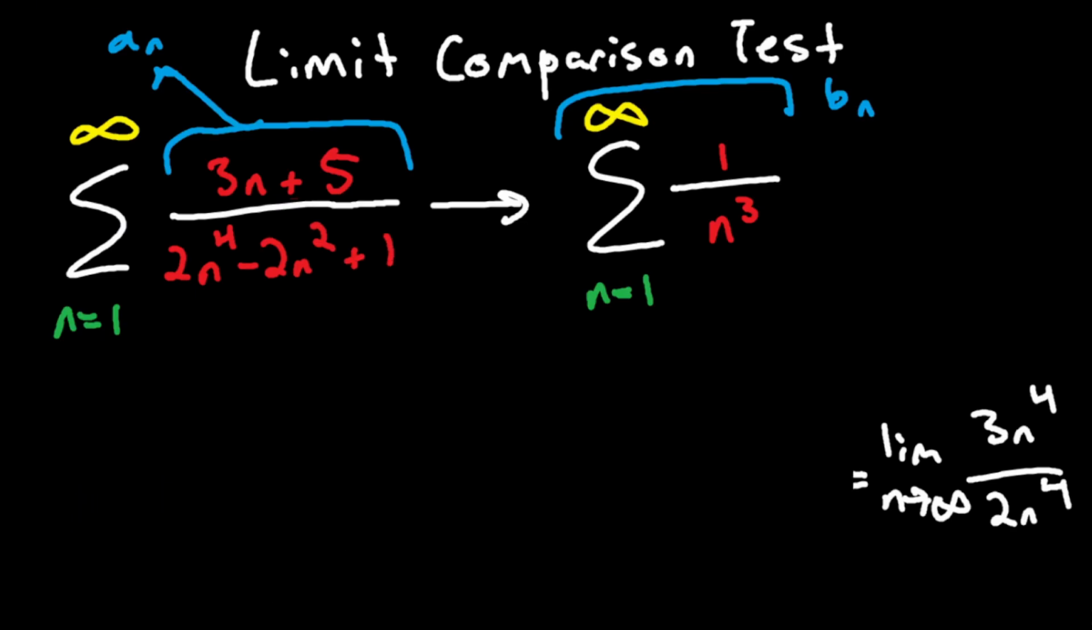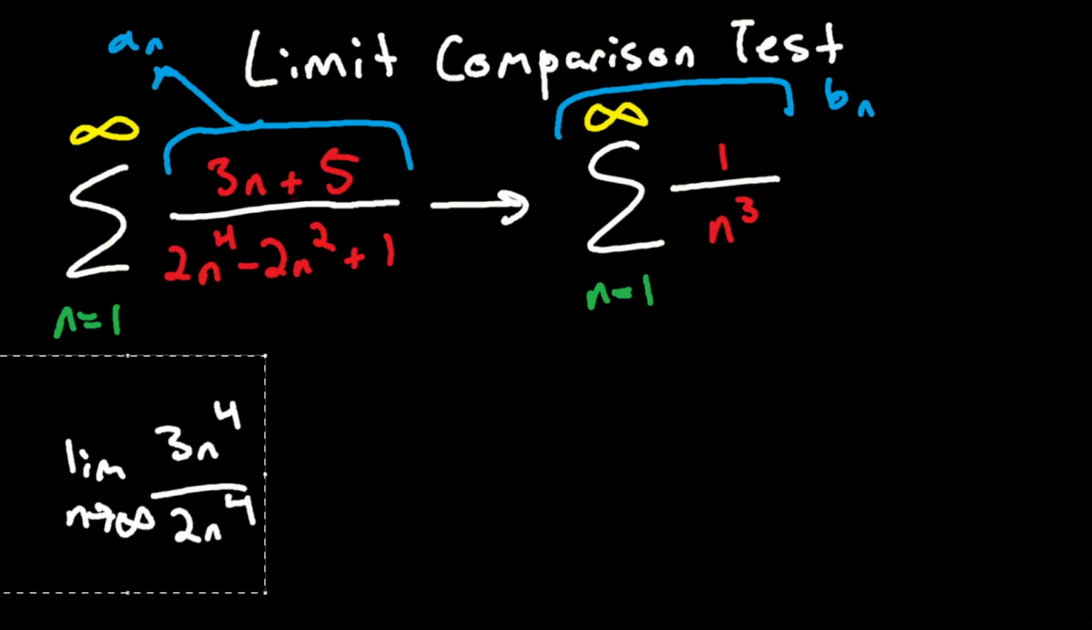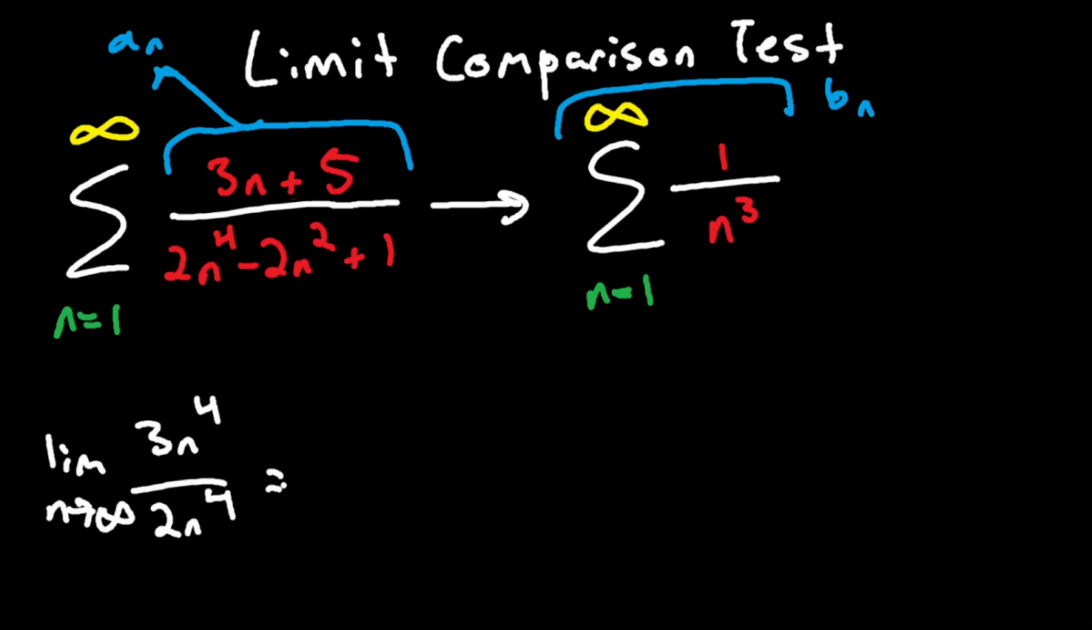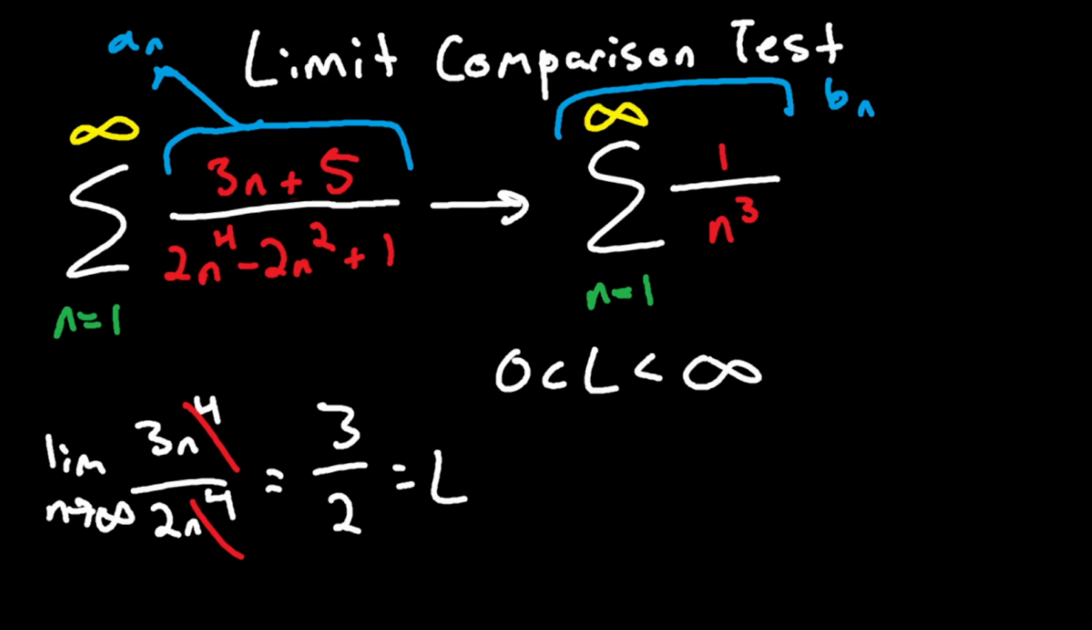So if we erase all this, then we are left with this guy right here. And this can simply be simplified. The n to the fourth power will cancel out, so we get 3 over 2. And remember, this is equal to L. And when L is between 0 and infinity, then both series converge or diverge together.